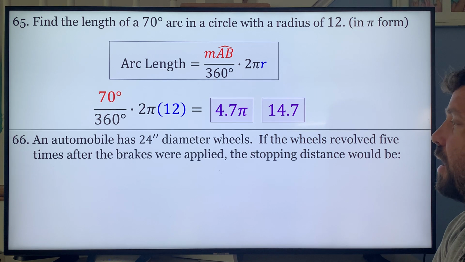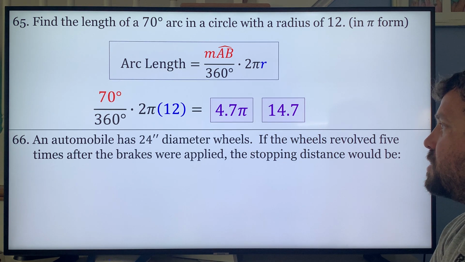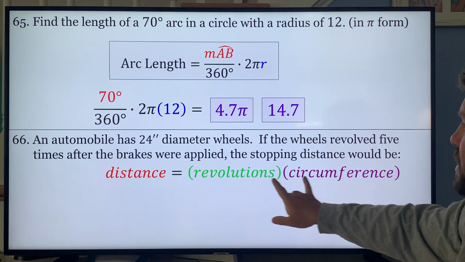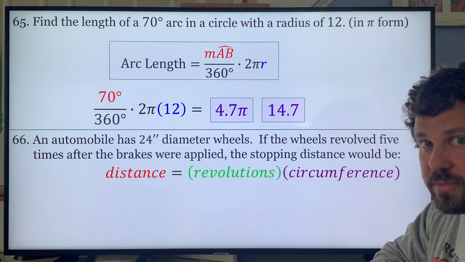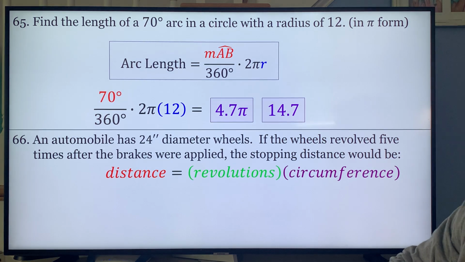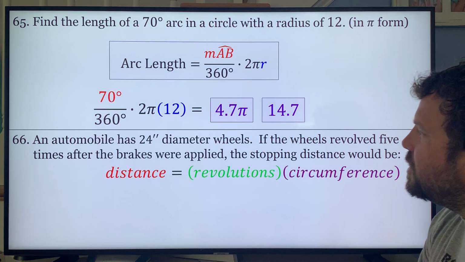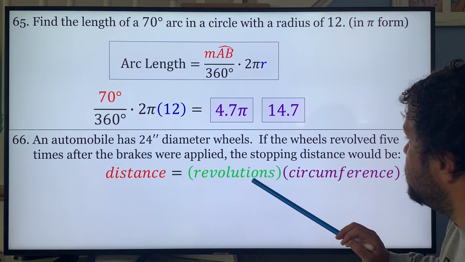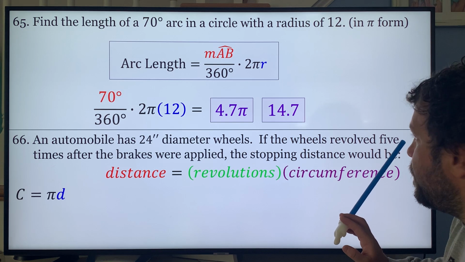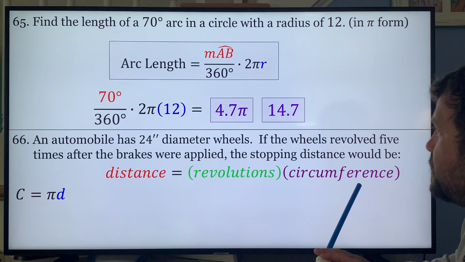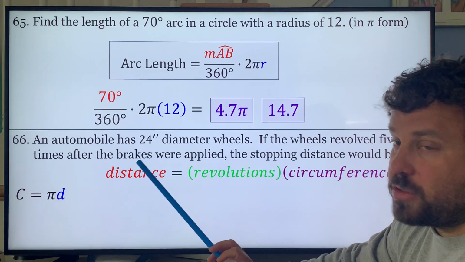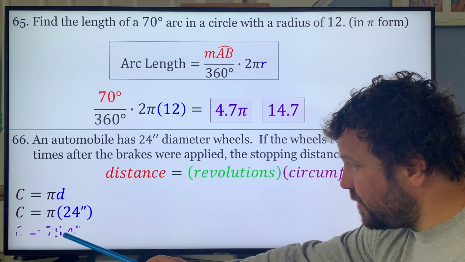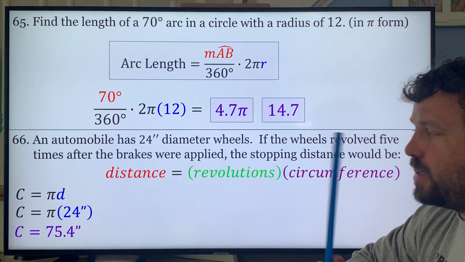Now, if you want to find distance, it's the number of revolutions times the circumference of a circle. Remember, we did this with bike tires, with skateboard tires, with car tires, all that fun stuff. So the distance is what we're looking for. Number of revolutions we got. Now we need the circumference. So it's pi times diameter, or 2 pi r. The diameter is 24, so it's pi times 24, or 2 pi 12, which gives you 75.4 inches.